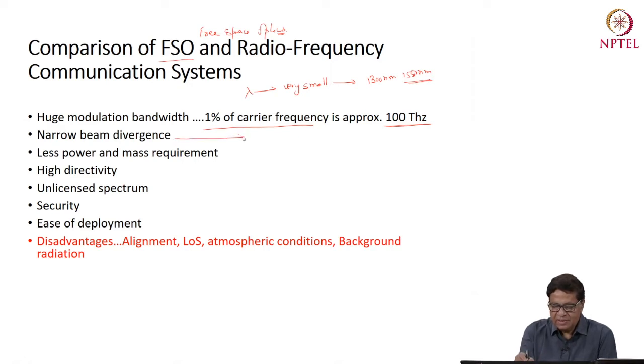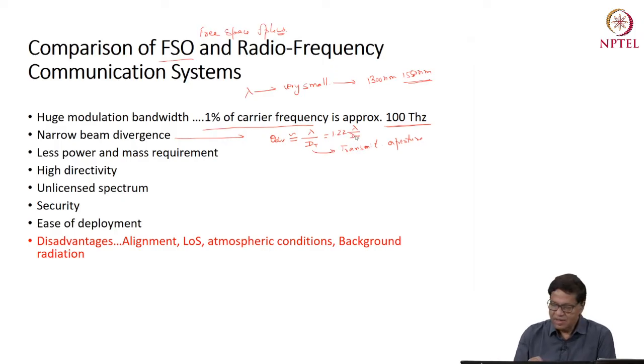The second is narrow beam divergence. We know that the laser, for example, emits light. It can emit light in a very narrow angle. So theta divergence is equal to lambda by dt. This is the transmit aperture. I mean, this is generally the approximation taken. To be exact, this is actually equal to 1.22 times lambda by dt.